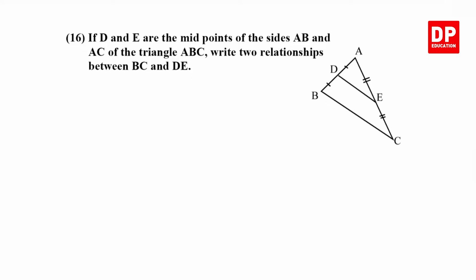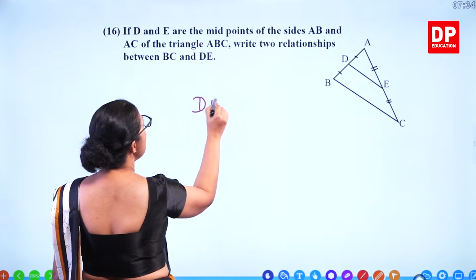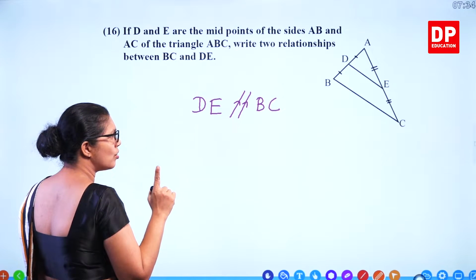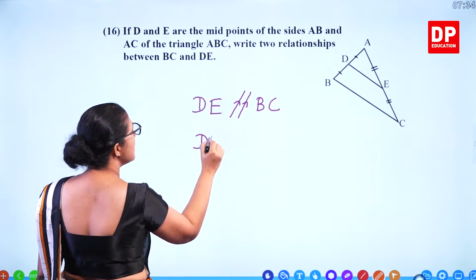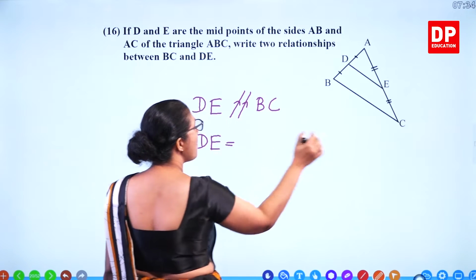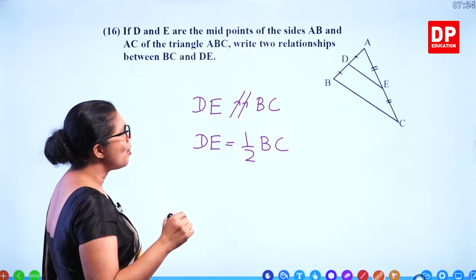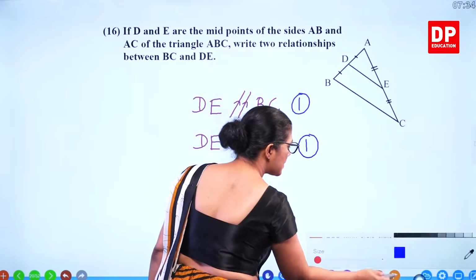Question number 16. If D and E are the midpoints of sides AB and AC of the triangle ABC, write 2 relationships between BC and DE. According to midpoint theorem, we know that DE is parallel to BC. And also, inverse of midpoint theorem, we know that DE is half of BC. So those are the 2 relationships you need to know according to midpoint theorem. So 1 mark here and 1 mark for this step.